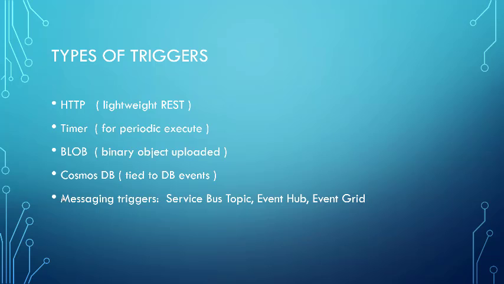And then we have other message queue type triggers. So messaging triggers that could come from the old service bus topics, from the newer event hubs or event grids. And so a message could come over those channels and your trigger would enact that code.